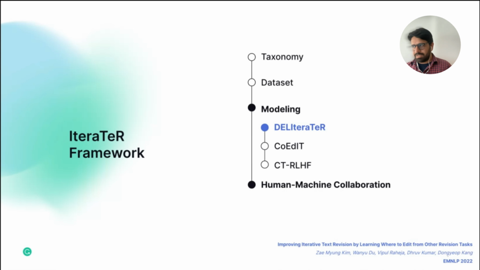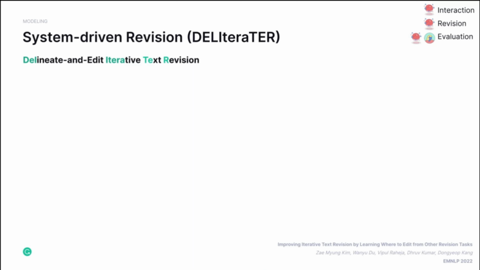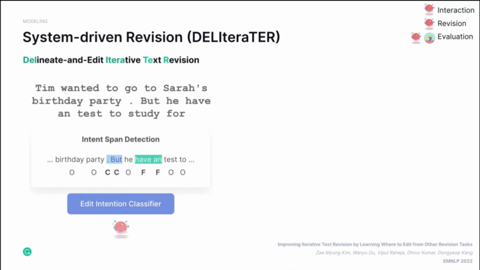So diving a little bit deeper into these three different systems, I'll first describe the system-driven model, which is called DELineate and Edit Iteratively, or DELIterator. So here's a bit more detail on how we modeled the system-driven writing assistants. We propose a two-step approach to text editing, where we first perform the edit intent classification, where we first predict the spans that need revision, and then the type of revision needed by edit intention, which could be one of fluency, clarity, coherence, and style, going back to the taxonomy that we proposed earlier.